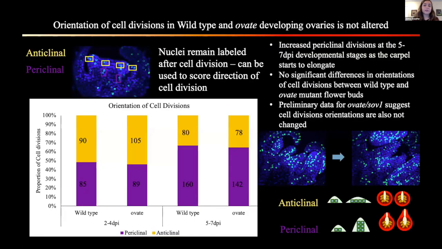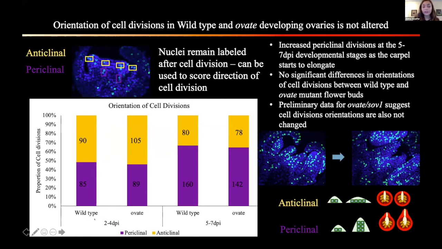Okay, so to first describe the orientation of cell divisions, here I'm showing you wild type and ovate early ovaries, the 2 to 4 DPI and then 5 to 7 DPI ovaries. I'm scoring anticlinal, which would be more horizontal cell divisions, and then periclinal, which will be more of those elongating cell divisions. And I made a little diagram down here to illustrate that as well.